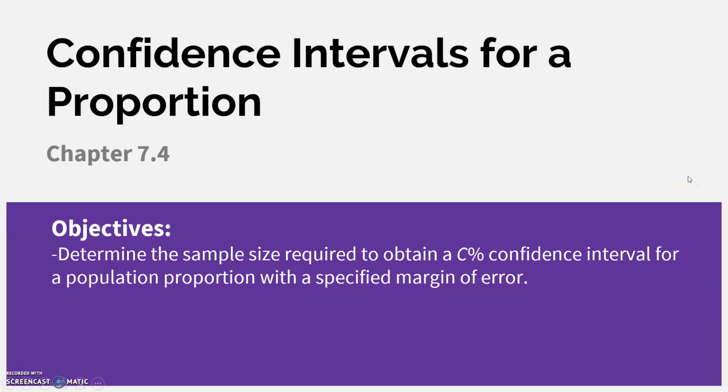Hey everyone, today we're going to finish up chapter 7.4, Confidence Intervals for a Proportion. Our objective is to determine the sample size required to obtain a C% confidence interval for a population proportion with a specified margin of error. All right, so let's take a look at how to do that.